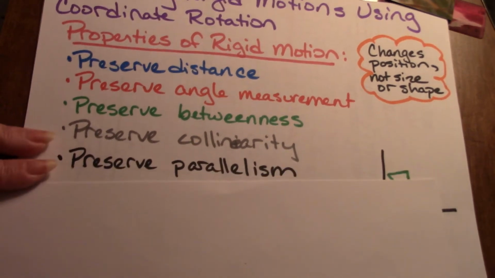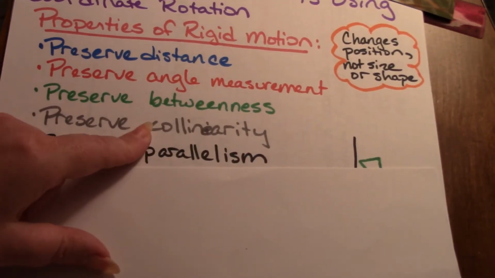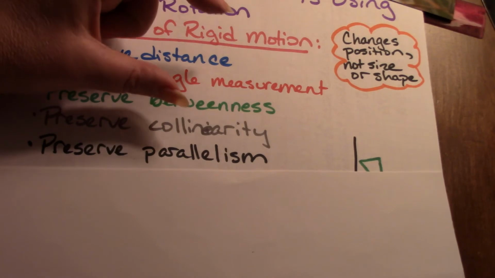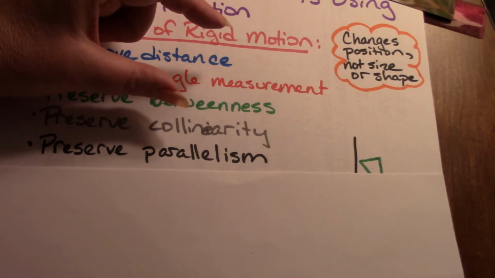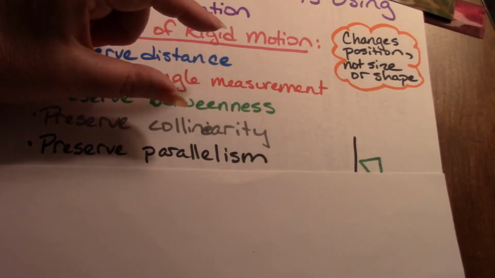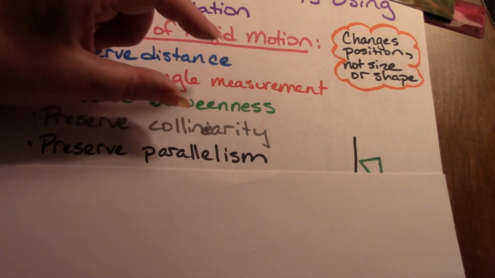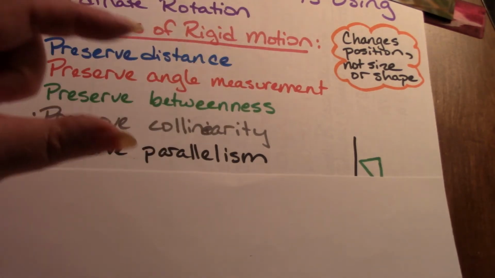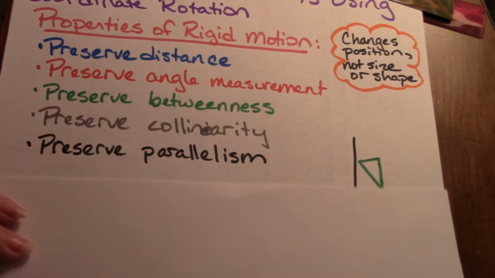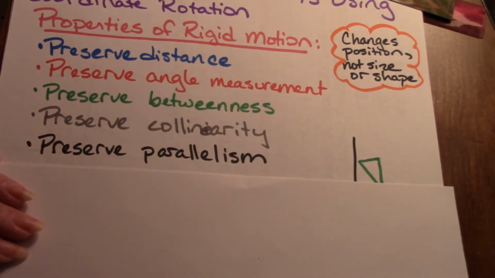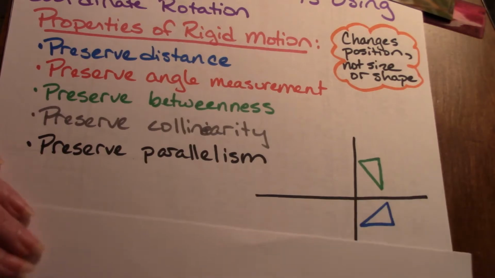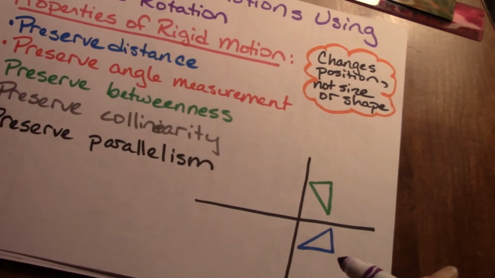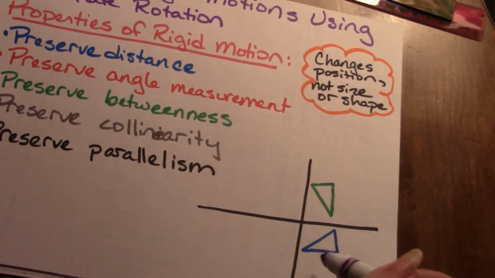It preserves parallelism, so if you're graphing a shape like a square or a rectangle, whatever lines used to be parallel are still going to be parallel, even if the shape is tilted. Parallelism still stays. And it's always easier to look at something that's moved.